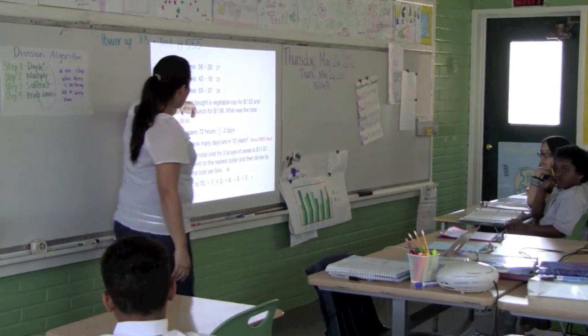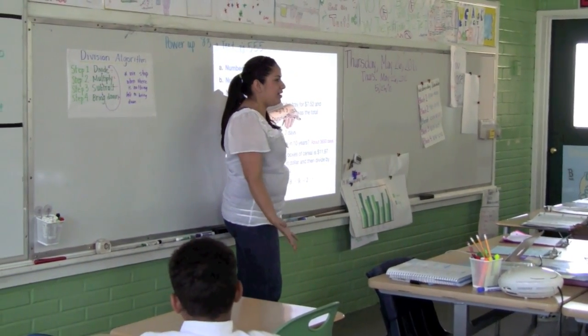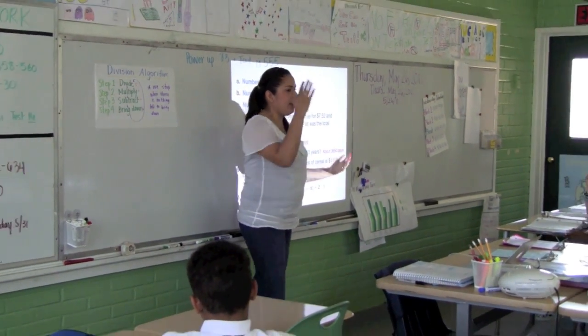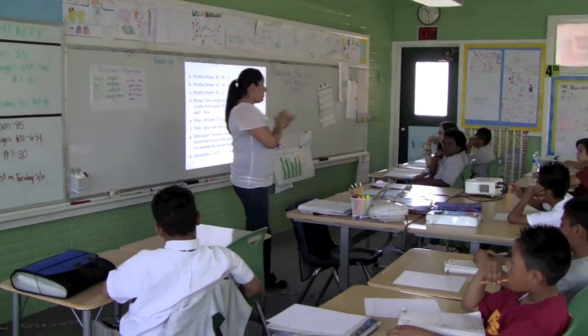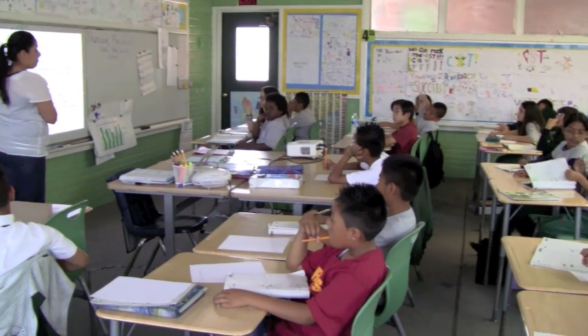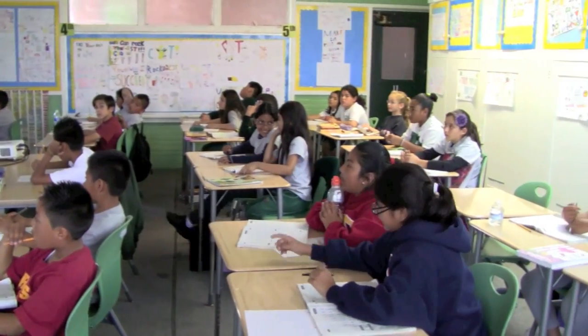Letter E, 72 hours or 2 days. And the confusing part here is that we're not comparing apples to apples and oranges to oranges. You have to figure it out yourself. How many days are 72 hours? How many hours in 2 days? Okay, she answered that for me.